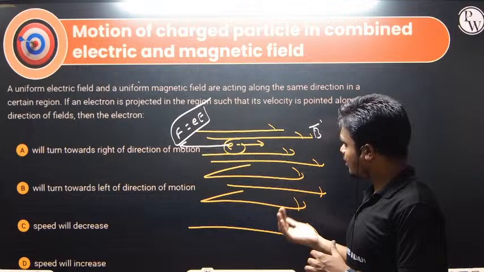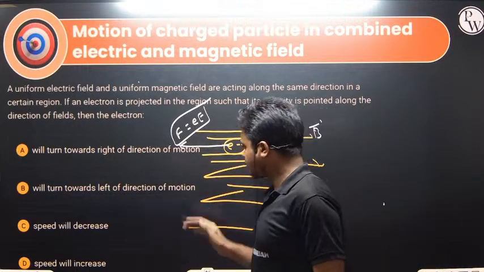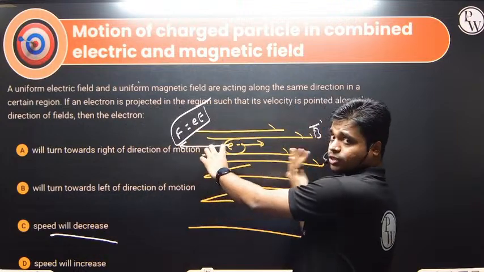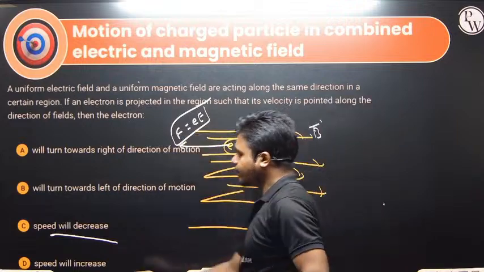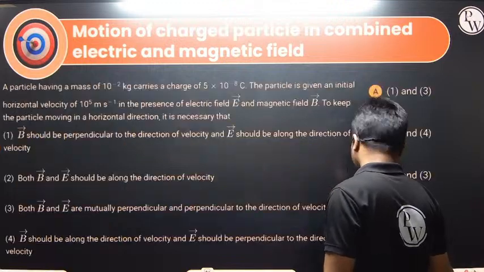Now, what will happen? The speed will decrease because the force is acting on the back side while the electron is traveling in the forward direction. Speed will keep on decreasing. So next question, let's solve.